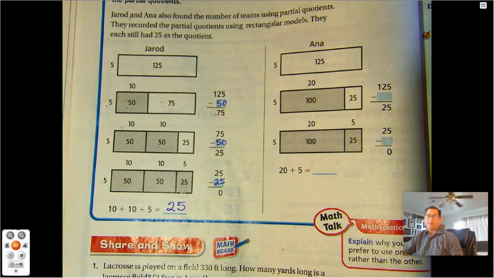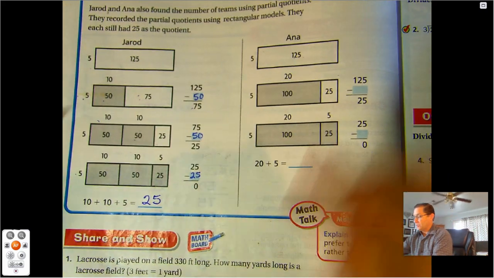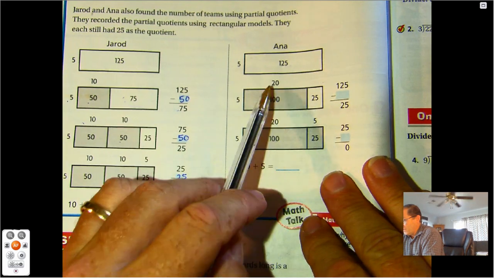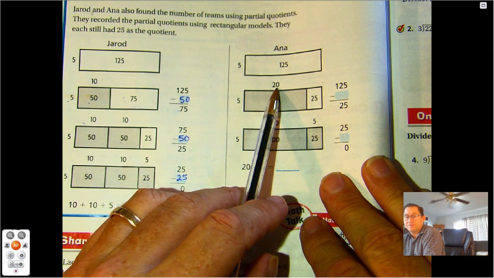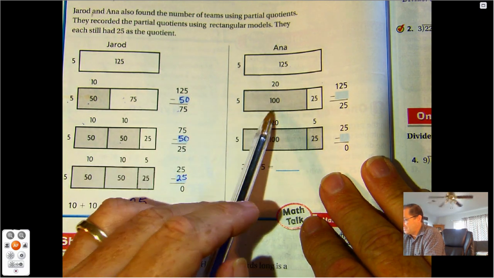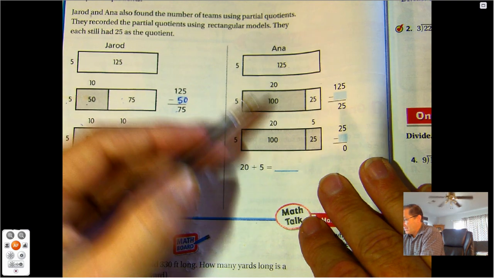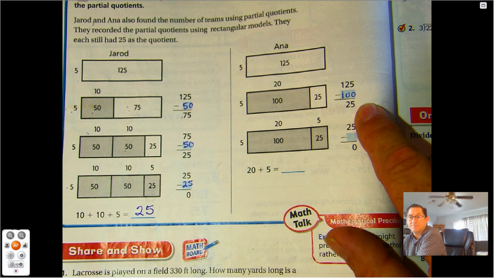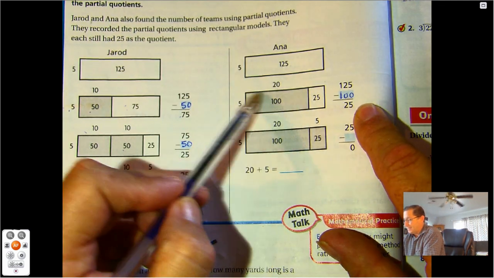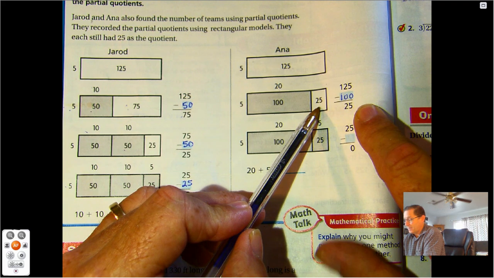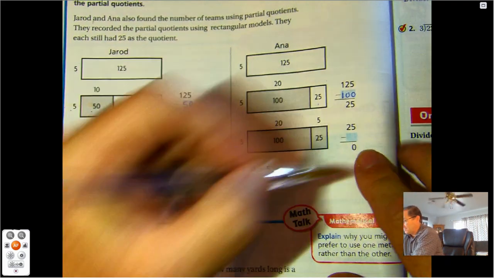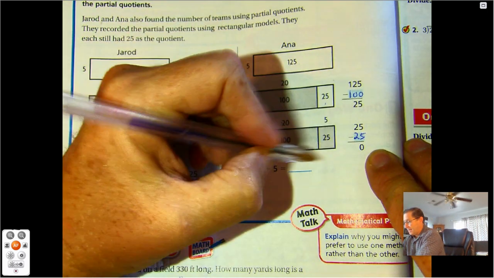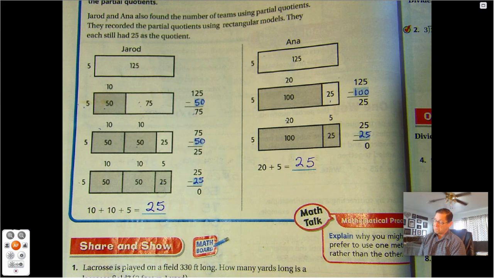All right, let's see what Anna did. So she still has the 125, and she's dividing by 5. She started with 20 multiples of 5. She said 20 times 5, well, that's 100. That's less than 125. Let's start there. And so she subtracted 100 from 125, and that left her with 25. She then recognized that 5 times 5 is 25 with a remainder of 0. So she added 20 plus 5. Okay, so either way it works, right?